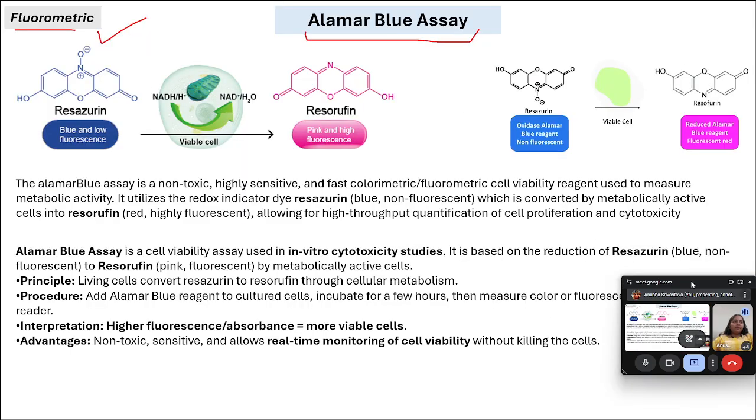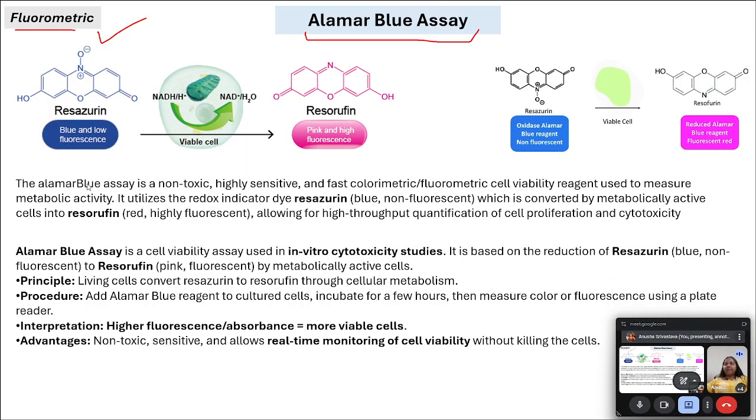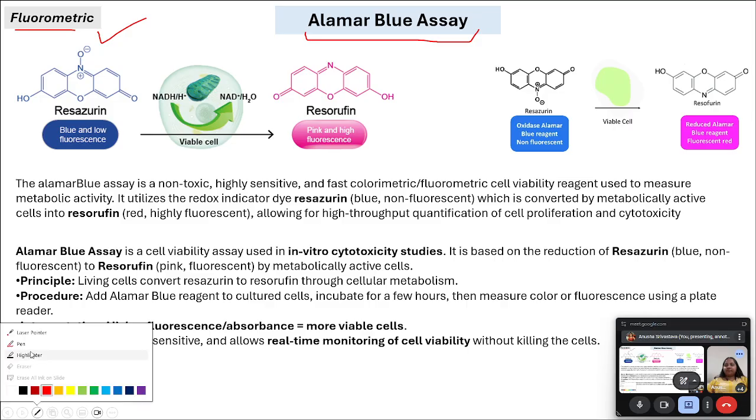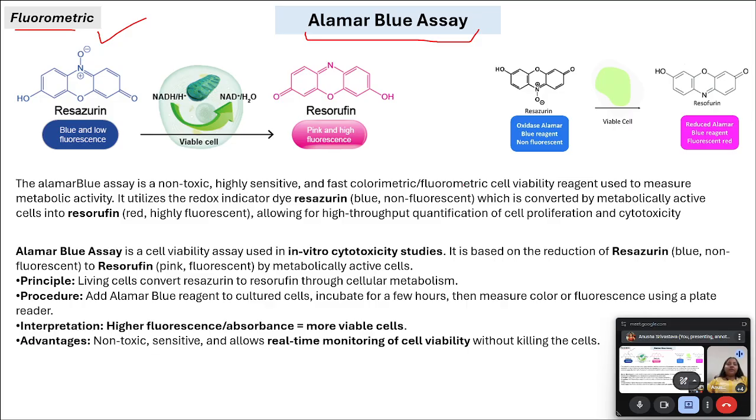Okay. Coming back to our topic, the Alamar Blue assay. The Alamar Blue assay is a non-toxic, highly sensitive, fast colorimetric and fluorometric cell viability reagent used to measure metabolic activity. Again, it measures the metabolic activity. It utilizes the redox indicator dye resazurin, which is blue and non-fluorescent. So initially, the Alamar Blue compound is resazurin. It is blue in color and has low fluorescence.